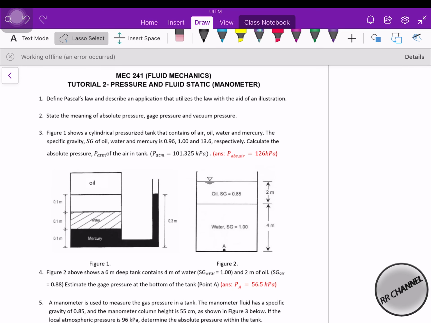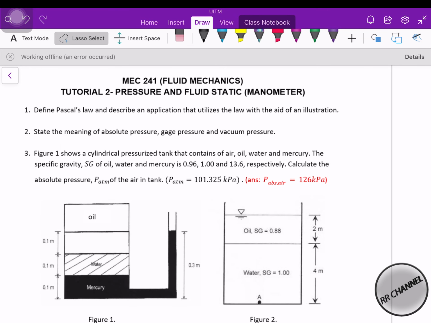Okay, so this time we will solve the tutorial on the topic of pressure and fluid statics, and these problems basically focus more on the manometer and also the pressure depth. For the first question, this is the theoretical question. Define Pascal's law and describe an application that utilizes the law with the aid of an illustration.